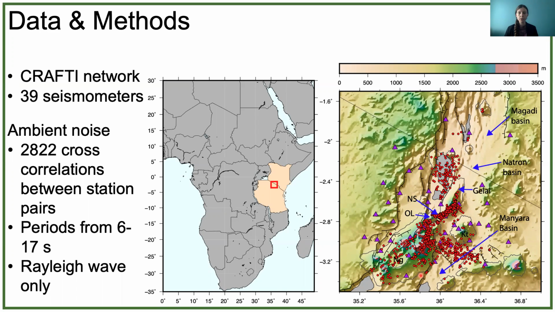The data was pre-processed and cross-correlated and resulted in 2,822 station pairs across the region between each station. The cross-correlations were then inverted for phase velocity, and we obtained results for periods from 6 to 17 seconds, or in terms of depth, upper crustal and mid-crustal depths. We only use the vertical components, resulting in Rayleigh wave phase velocity maps for this region.